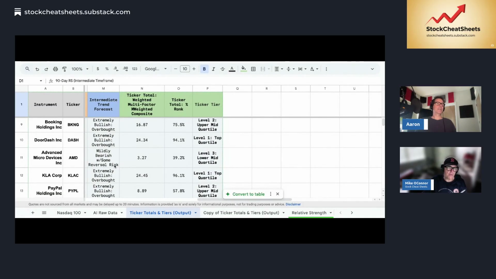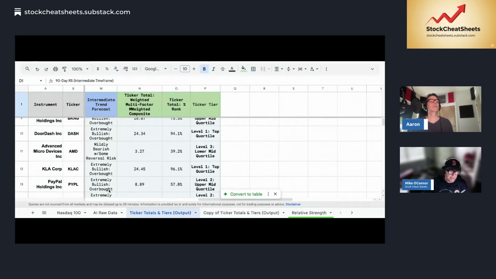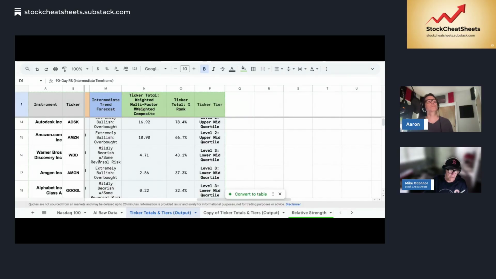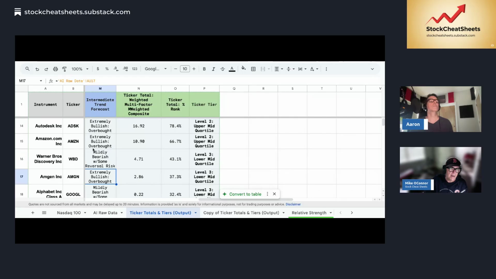Mildly bearish with some reversal risk. That means we're in that 50 to 80. So we're in the upper half of the oscillator, but the green line has rolled over and is pointing lower, or it's fallen below 80 and is pointing lower. So that's mildly bearish. And then we have different takes on that same oscillator depending upon where it is, from extremely bullish overbought to extremely bearish oversold. So here's mildly bearish with some reversal risk. What this means is you are falling out of the upper reversal zone. For example, the lower reversal zone and heading higher.